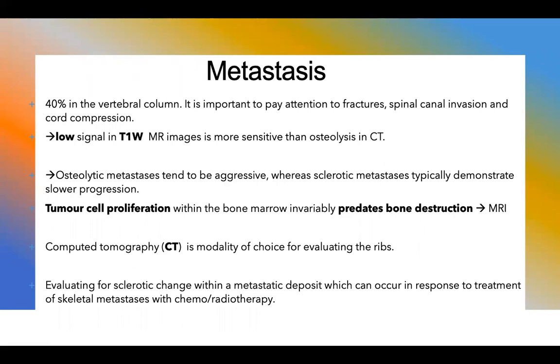Computed tomography is the modality of choice for evaluating the ribs because of the thick cortex. And evaluating for sclerotic change when we have a known lytic metastasis is actually of great importance, because we know that chemo or radiotherapy actually worked.